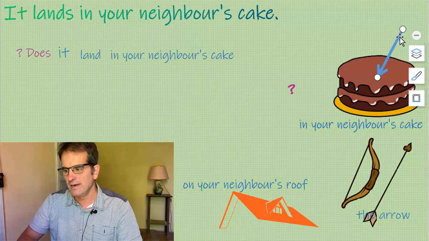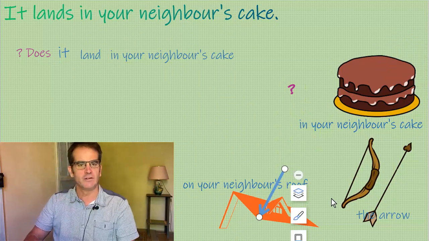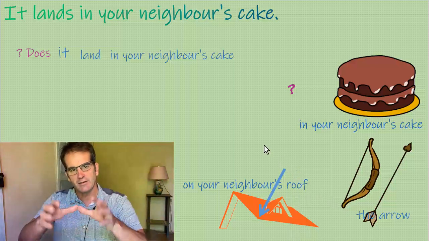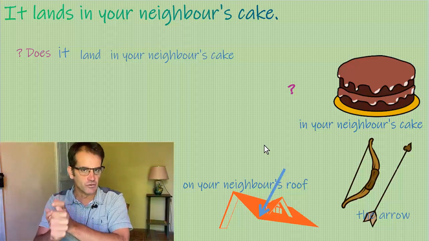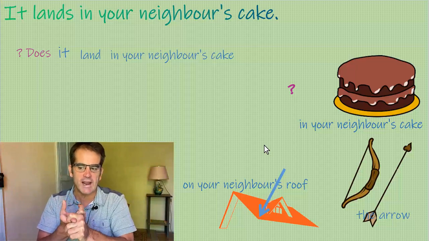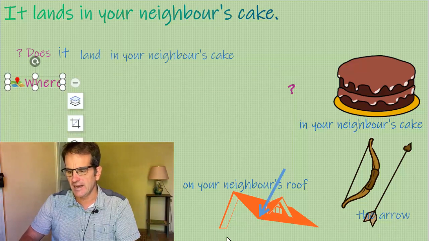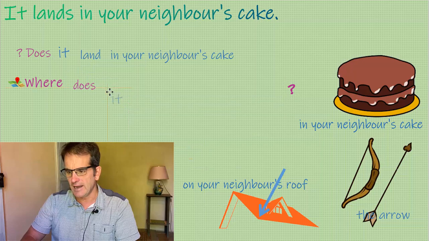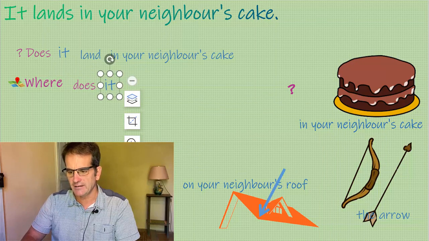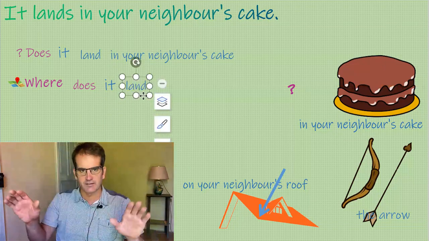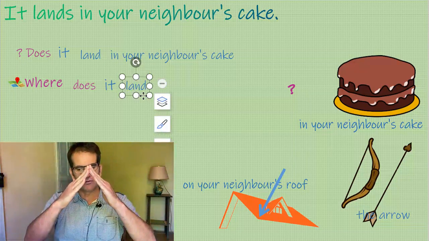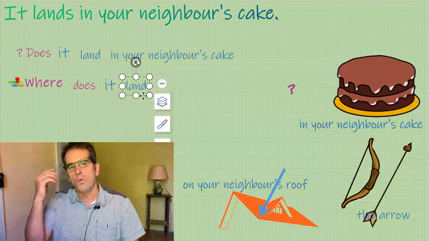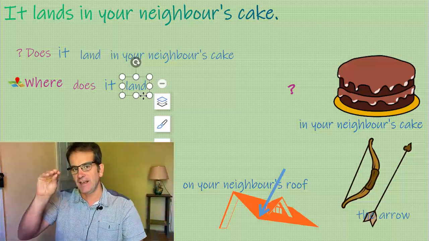Does the arrow land on your neighbor's roof? Does it land on the roof? No, it doesn't land on the roof. It lands in your neighbor's cake. So does it land on your neighbor's roof, or does it land in your neighbor's cake? Where does the arrow land? It doesn't land on your neighbor's roof, it lands in your neighbor's cake. Okay? So, what do your neighbors say to you?